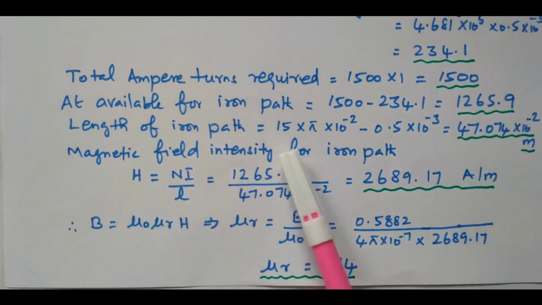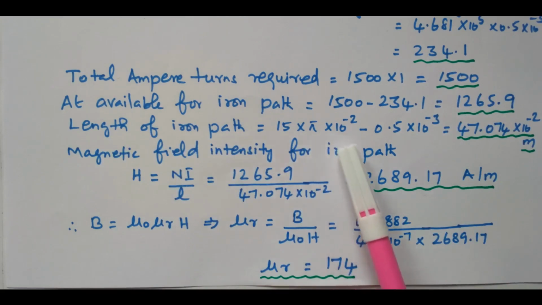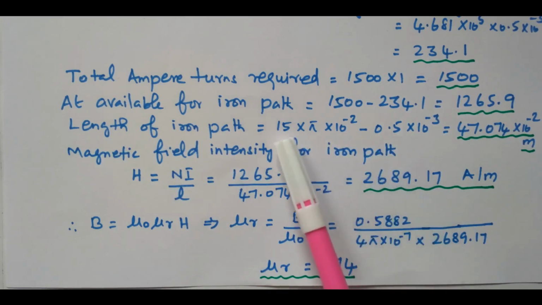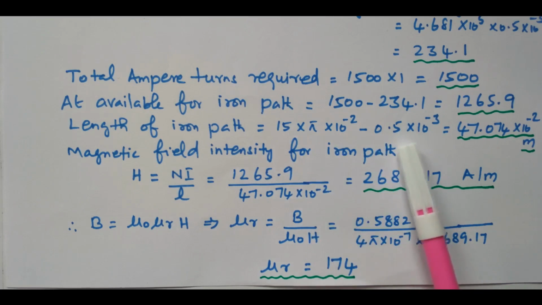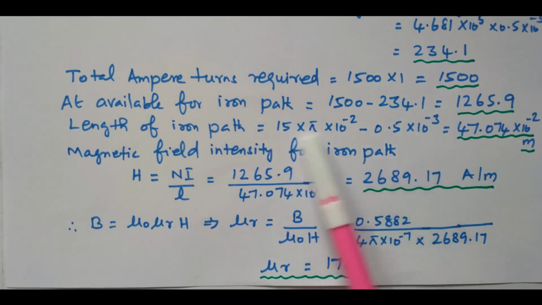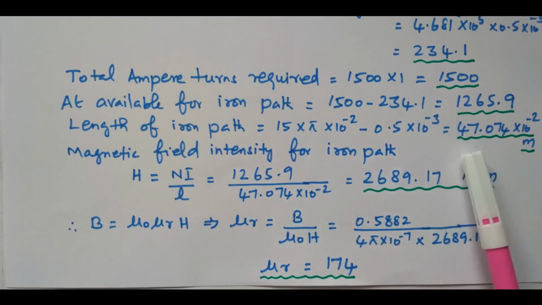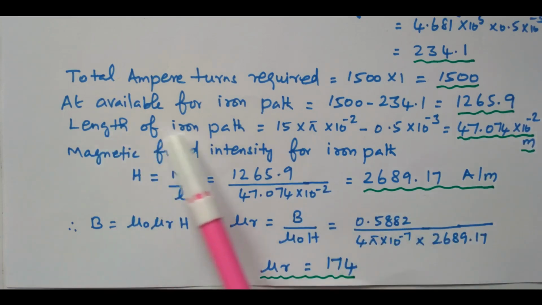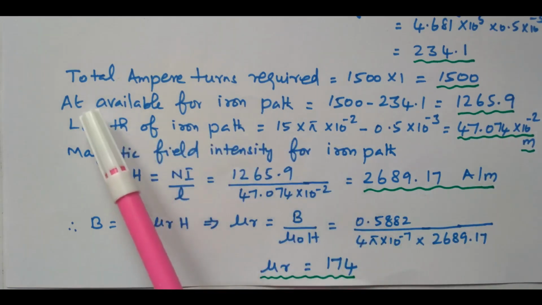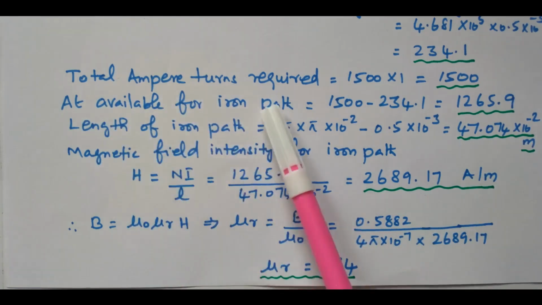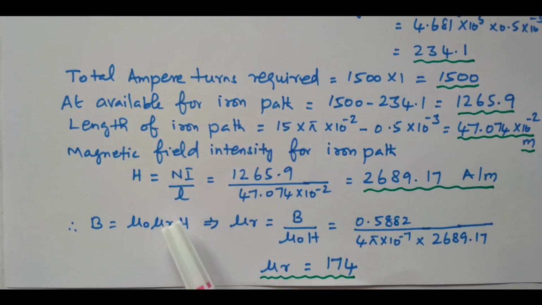The length of the iron path is 15 into pi into 10 to the power minus 2 minus the air gap length. From the total length, 2 pi rm, we need to subtract the length of the air gap. So that gives 47.074 into 10 to the power minus 2 meter. Now we calculated the length of the iron path as well as the ampere turns available in the iron path. From that, we can find the magnetic field intensity of the iron path.